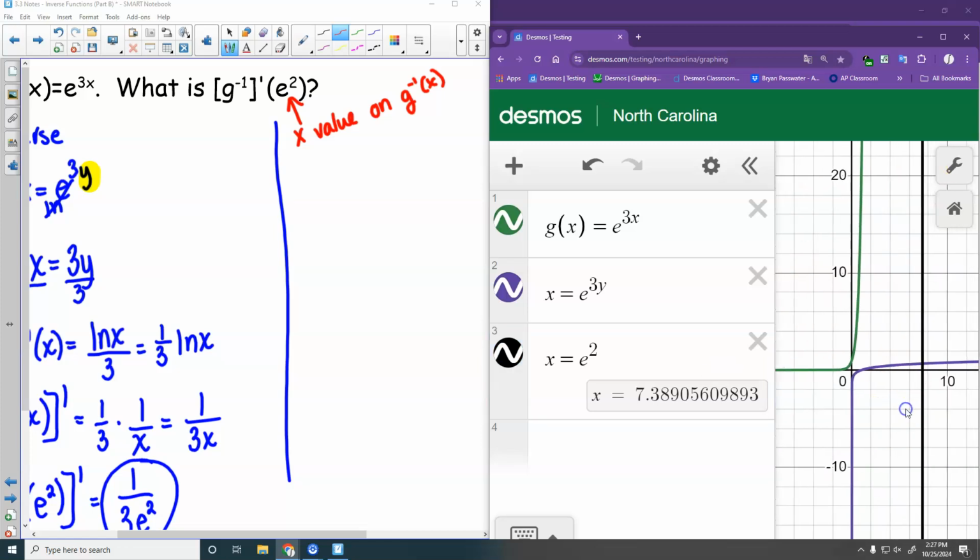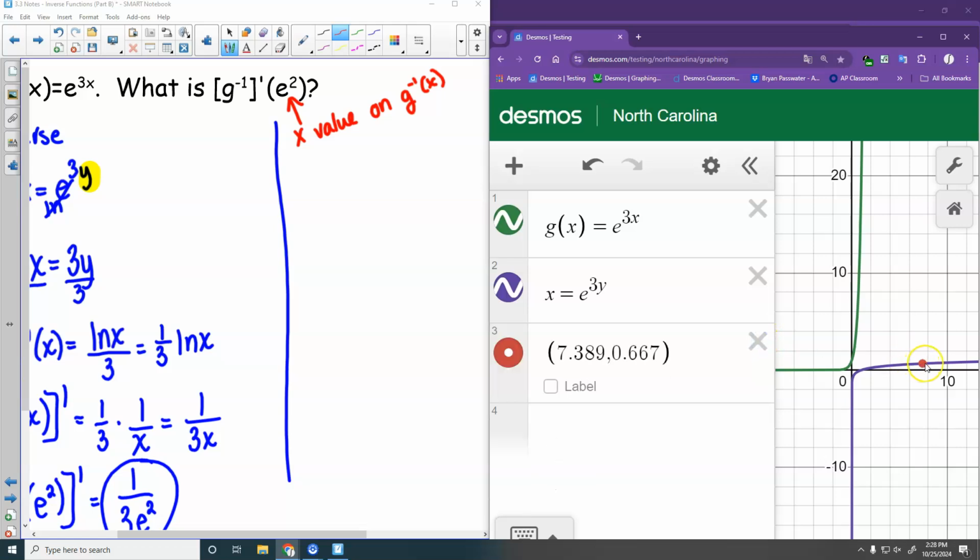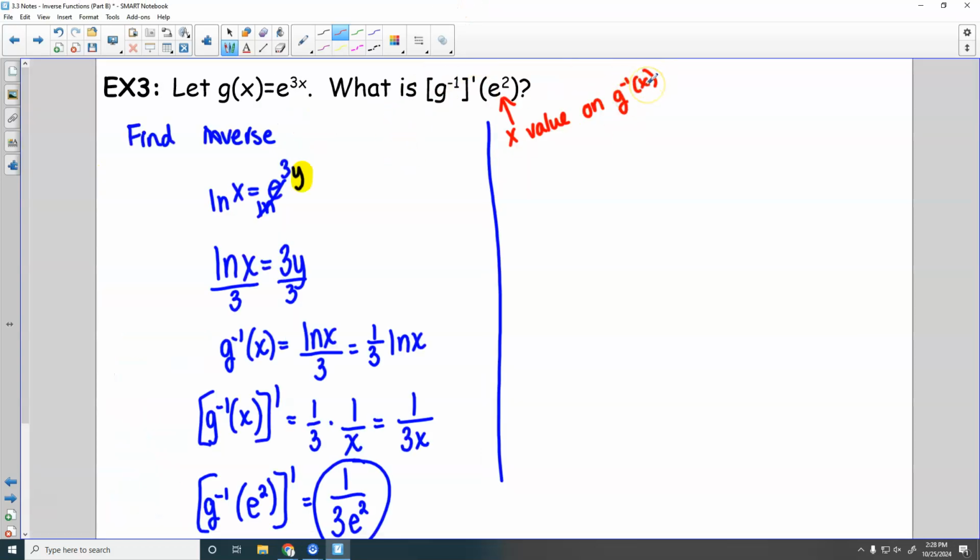and I'll try to zoom out a little bit. So we're talking about that point right there. 7.389. Okay, so we're talking about that point right there. That's where our x value would be e squared. Okay, so if it is the x value on g inverse, what is it on the original equation? It is the y value.